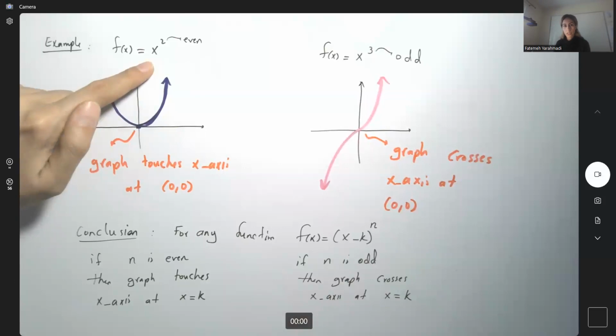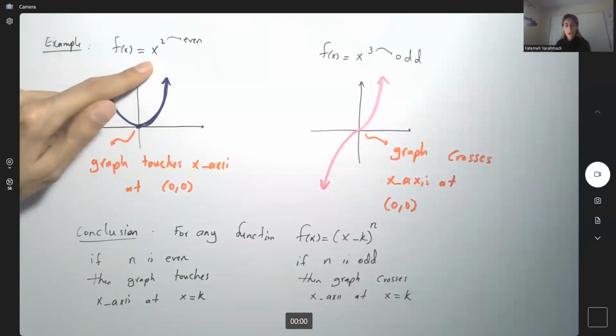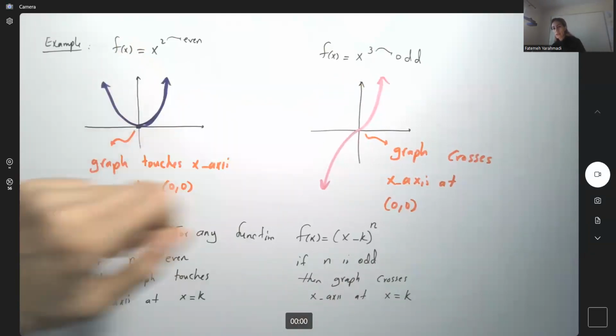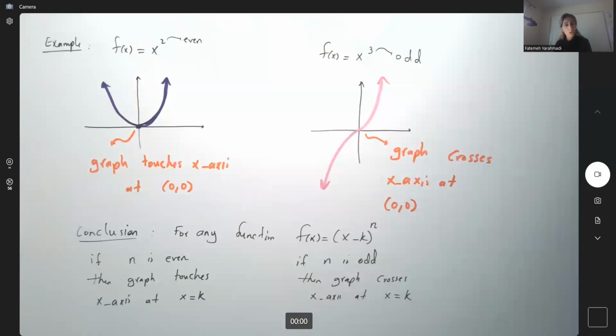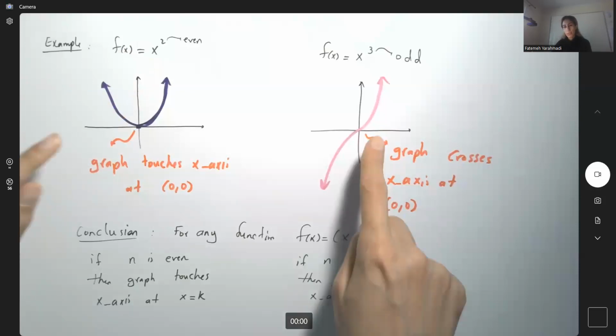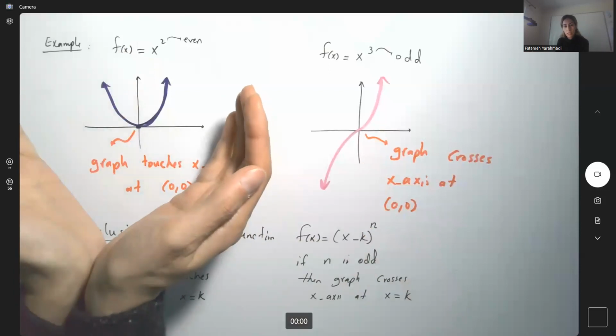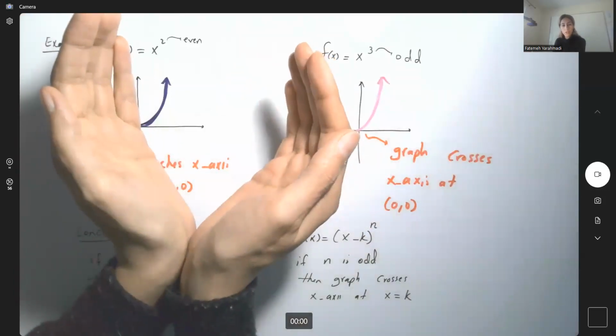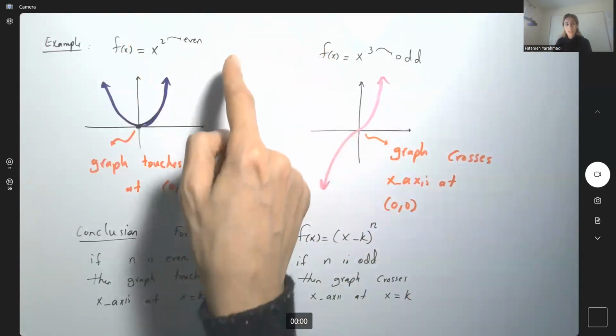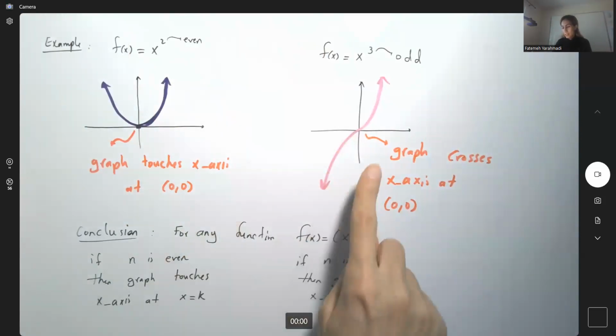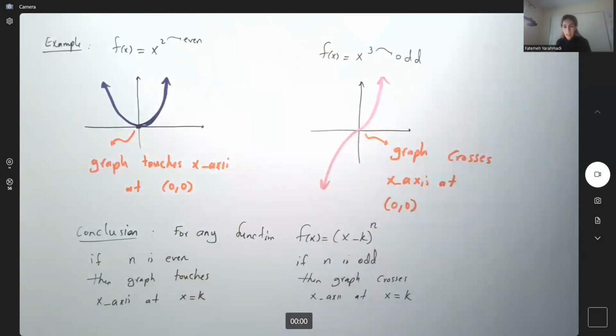You can shift this graph 1 unit to the left or right. It doesn't change the behavior of the function. We're taking this parabola, moving it to the other side. Again, it touches the x-axis. This guy touches the x-axis.